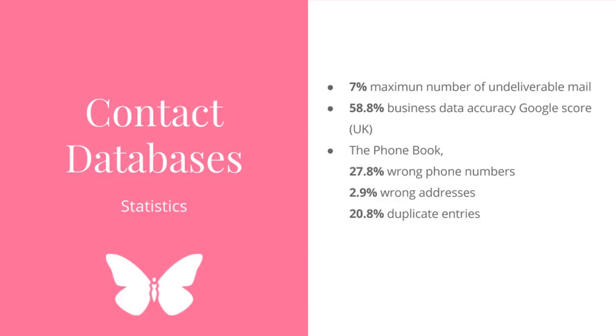Google is the most accurate and detailed source of business data in the UK, scoring 58.8% accuracy. And by comparison, the phone book features a wrong phone number in 27.8% of the cases and a wrong address in 2.9% of the cases, and also has 20.8% duplicate entries.